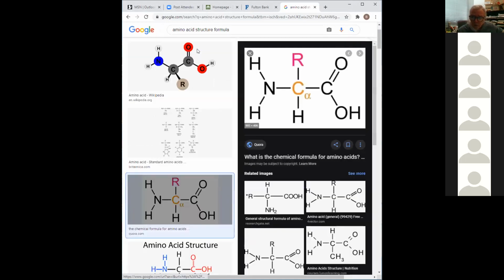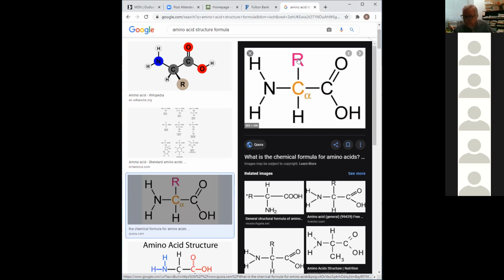Amino acids have this structure. Now, ignore the R for a moment. This is the amine group, and this is why it's called amino acid. There's an amino group. There's a carboxyl group. And every single amino acid that exists has this structure right here. But what makes one amino acid different from another amino acid is what's on the 4th bond of this carbon, an R group, which could be anything, absolutely anything.